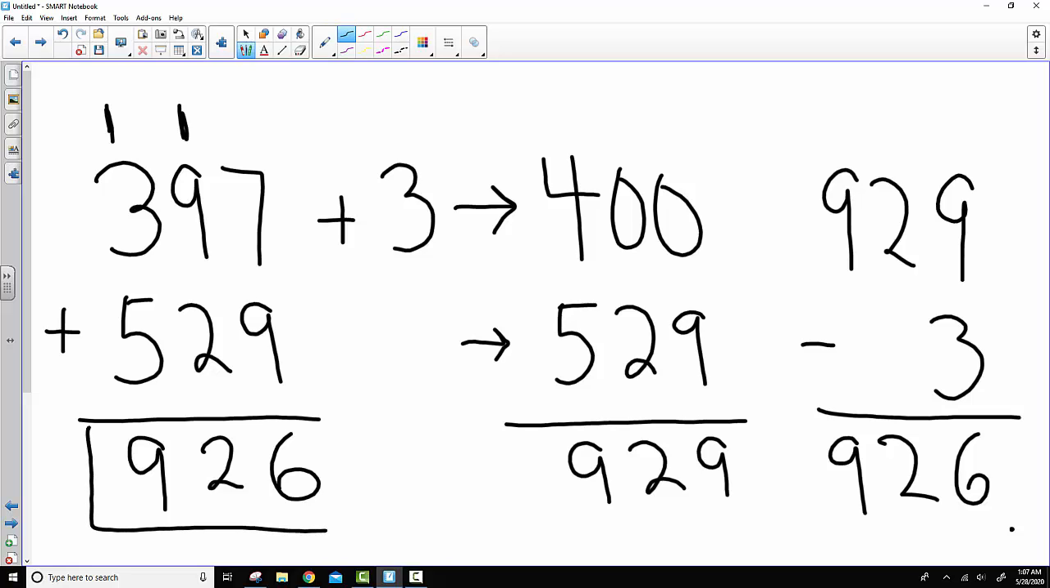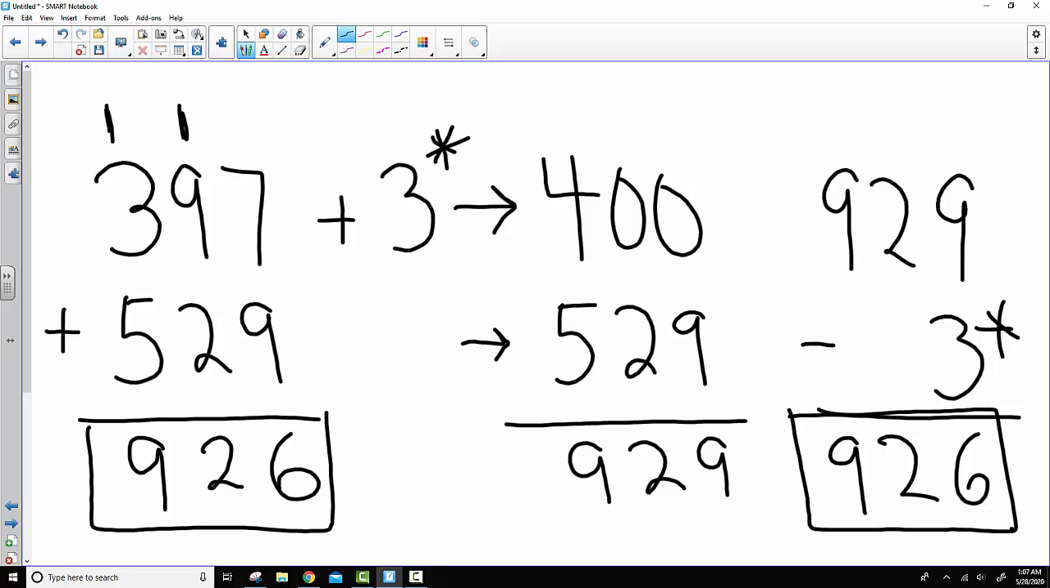The standard algorithm is a little bit more difficult than when we rounded up to 400 and then subtracted off the 3. Regardless, the answer is still 926. So if you can see a number that's close to 100 or a 10 and maybe want to round up, just remember to subtract off the number that you would need to. And in this case, it was this 3. We added 3, so we must subtract 3 if we do this rounding technique. It's up to you. With practice, it's easy, but you might not feel that you're ready for that yet.